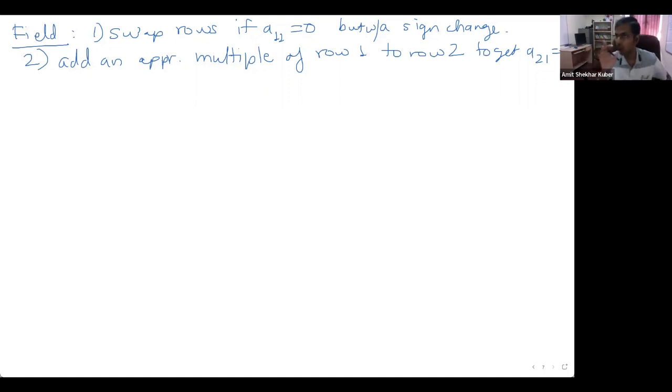Now, observe something here. For a field everything is very simple, but A11 was not just a non-zero element after the first step, it was a unit. And just because it was a unit, we could change any entry A21 to 0, because A21 was divisible by A11. So this is the important point here. Then ultimately you continue doing this until you get an upper triangular matrix.